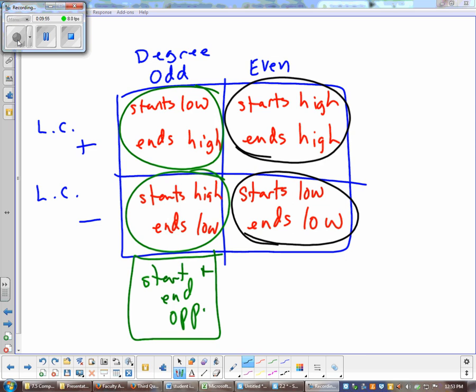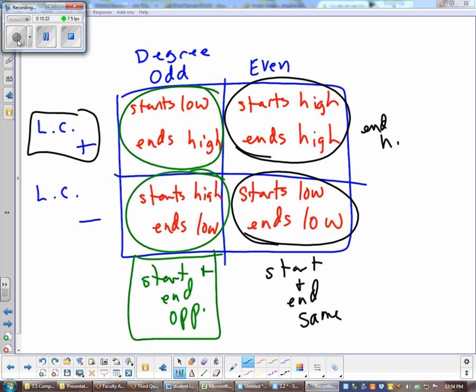So what generalization could you make about all even degree polynomials? All right, they're going to start and end the same way, right? Same direction. All right, what about, can you make any generalization about all the leading coefficient positives? What's a generalization we could make about those? All right, they always end high.